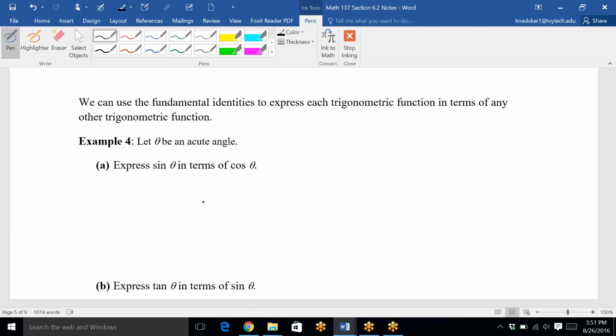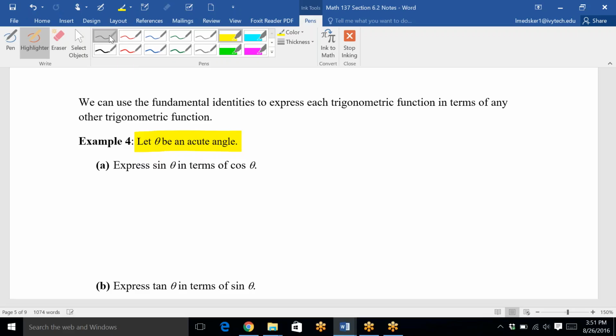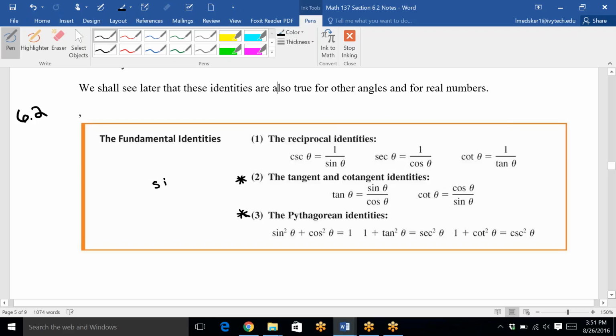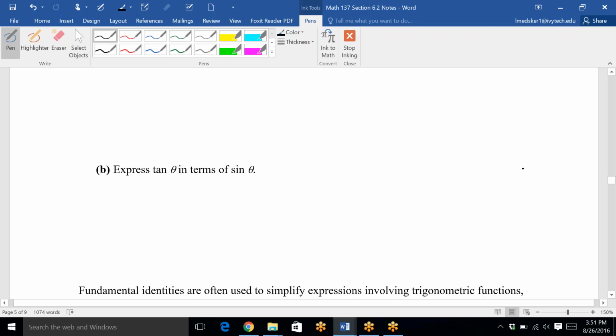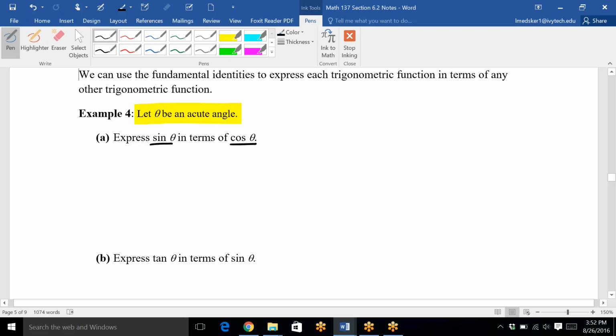So this first one is the one we did in class together, but I'm going to go ahead and redo it so we can discuss it a little bit more in detail. The description says let theta be an acute angle. Now that tells us some things about our angle, which will help us figure out something about the end of the problem. It says express sine theta in terms of cosine. So that means our final answer should be sine theta equals something with a bunch of cosines over here.